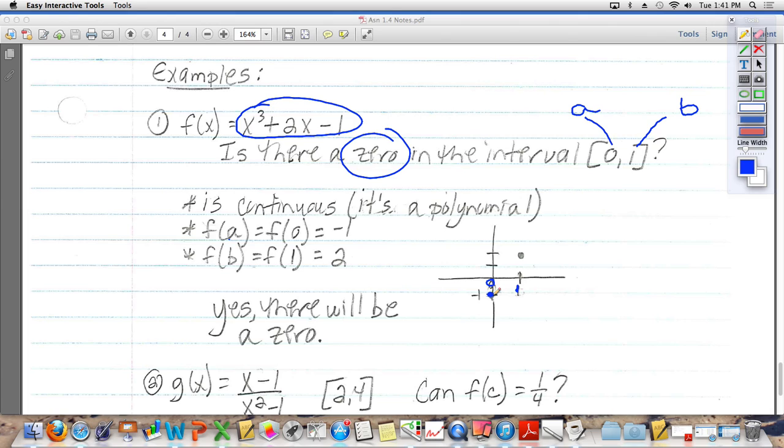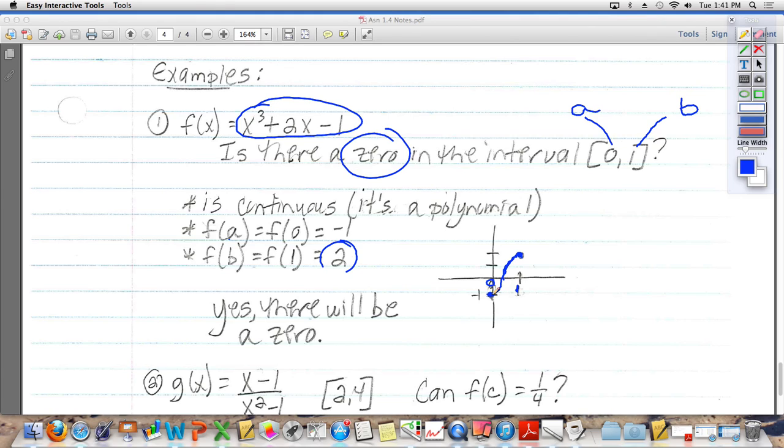So I have 1 cubed plus 2 times 1 minus 1, we get 2. You with me here? So I put a point up here. We know it's continuous, right? We don't know what this graph looks like unless we actually graphed it on our calculator, but we know if it's continuous, just like we talked about above with the intermediate value theorem, that this graph has to connect. You with me? It's continuous. So the only way I can get from here to here is if I connect them with a continuous curve, line, whatever.